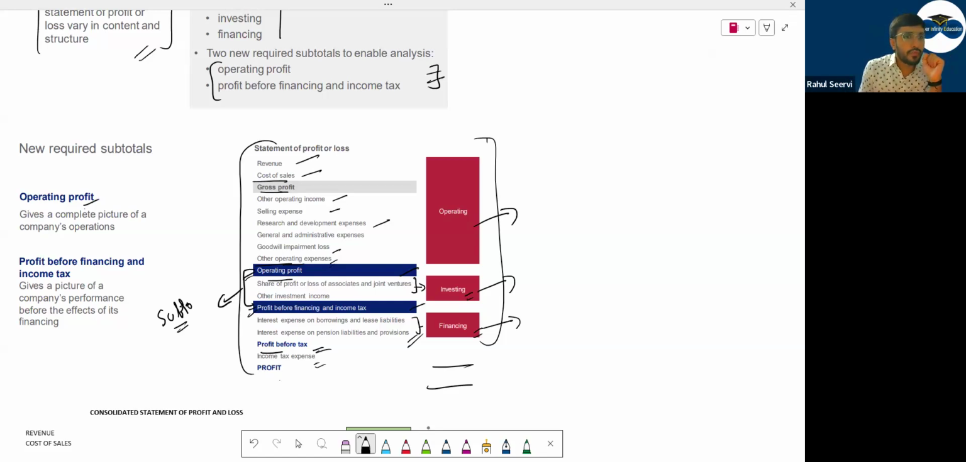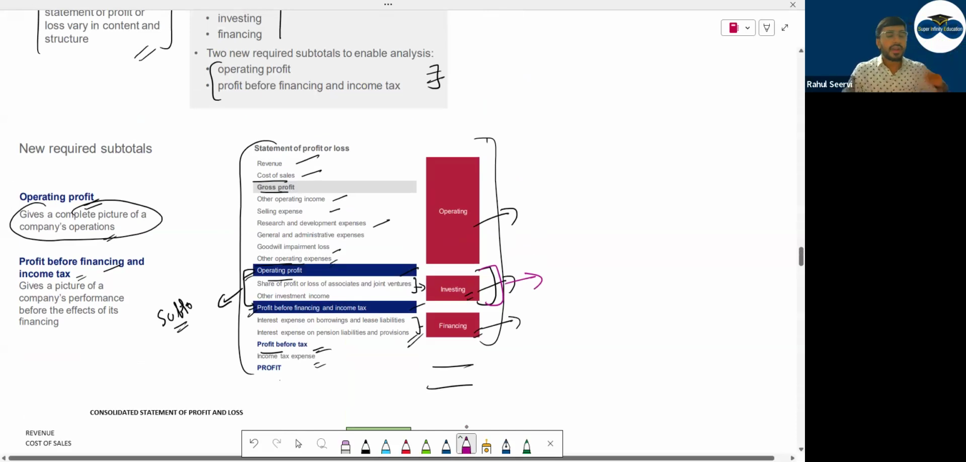So what does operating profit give? A complete picture of the company's performance. Profit before financing and income tax, that is this one, will give what? The company's performance in relation with the investment which they have done: a bank deposit, or invested in any company, or purchased some shares of that company, etc. If I purchase the shares of a company, can I say we'll be getting dividend? It is an income, you record it.